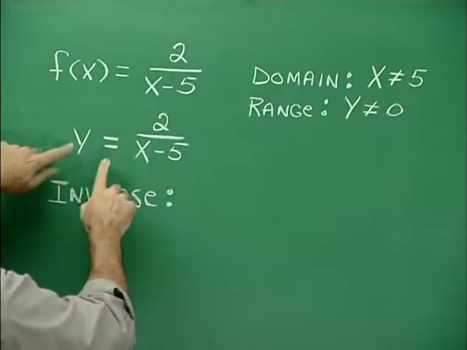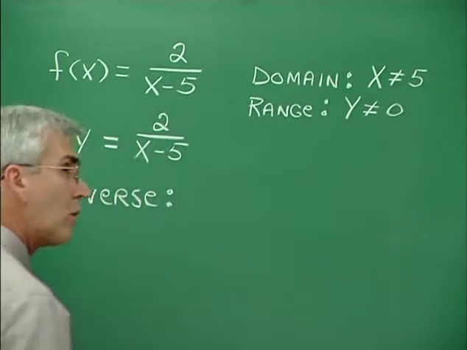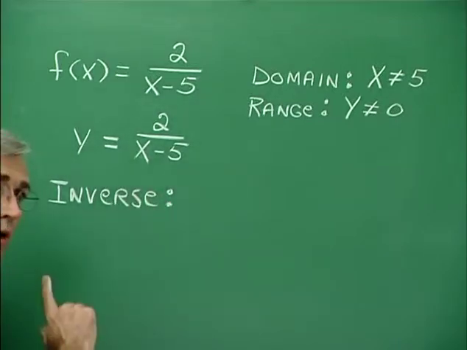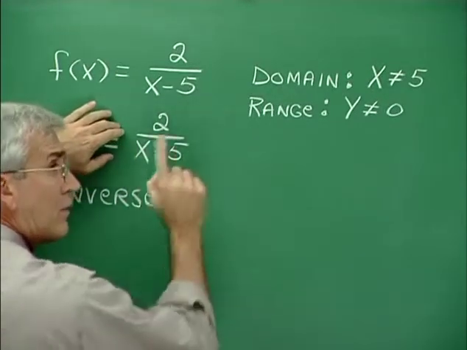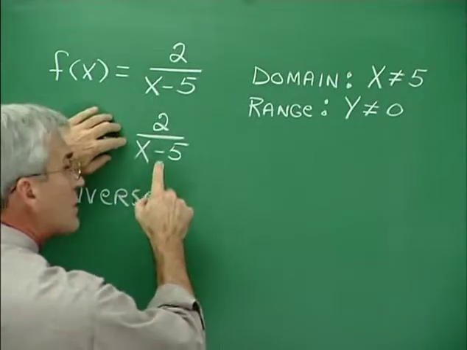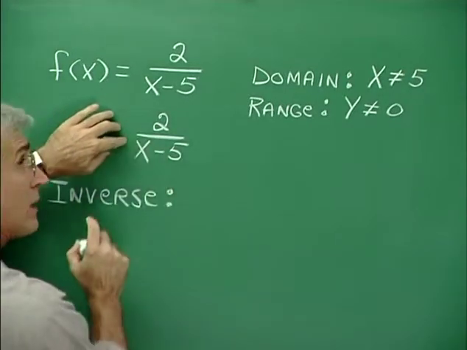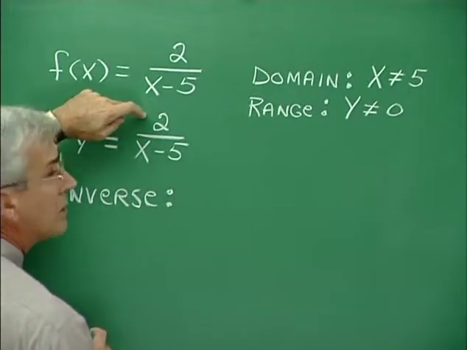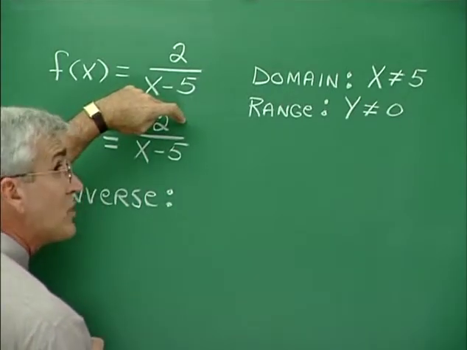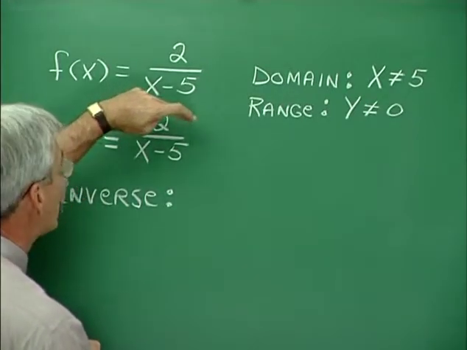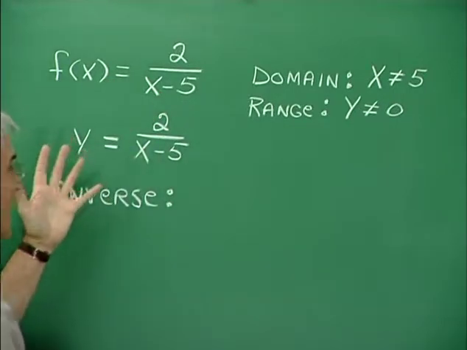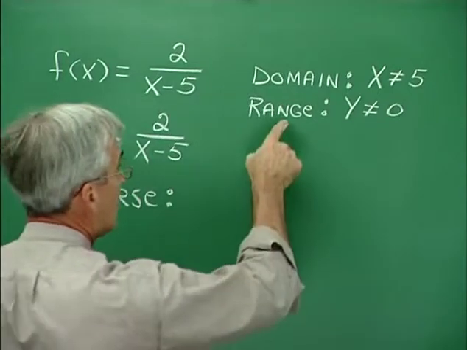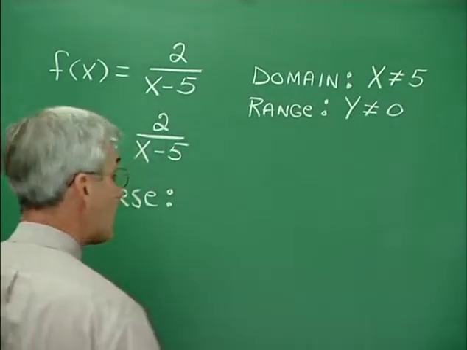Well, it turns out that y can take on any value in the world except 0. This fraction can never become 0. And the reason is because fractions become 0 when their numerators become 0. And this fraction doesn't have a letter which can take on a value which will cause the fraction to become 0. And so our range then would be all real numbers except 0, or we list the range as y is not equal to 0.